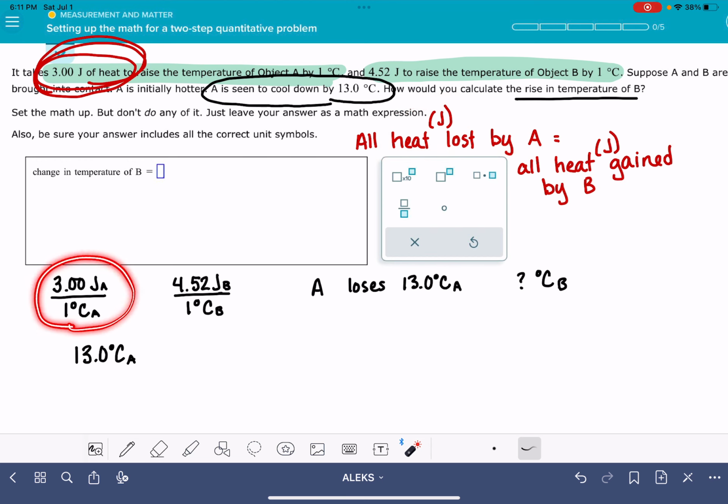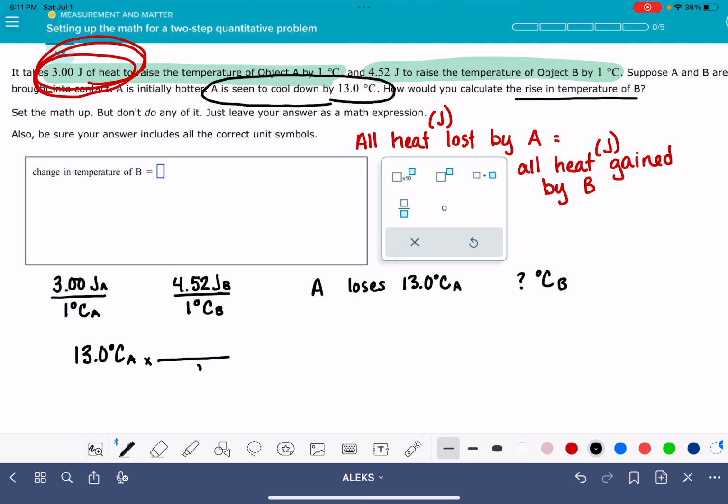So I'm going to use this conversion factor here to convert from the degrees Celsius of A into joules of A. Multiply by a conversion factor. I want degrees Celsius on the bottom. I want joules on top. My conversion factor says there are 3 joules for every 1 degree Celsius. That's going to cancel out that unit, and I am left in units of joules of object A. Whatever that is, I guess I need one more conversion factor. I guess I'm going to write a conversion factor up here.